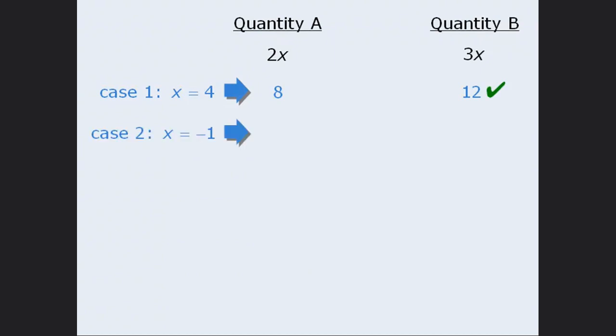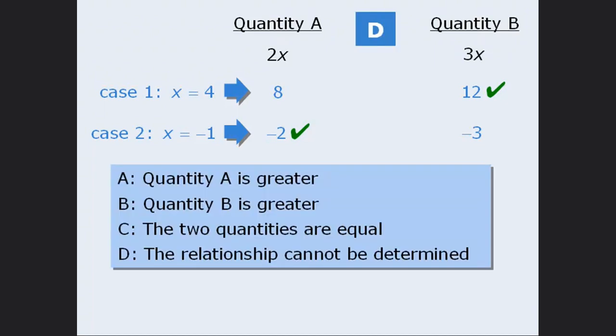Now consider what happens if x equals negative 1. In this case, quantity A equals negative 2 and quantity B equals negative 3, which means quantity A is greater. So in one case, quantity B is greater, and in the other case, quantity A is greater. As such, the correct answer here is D. The relationship cannot be determined.